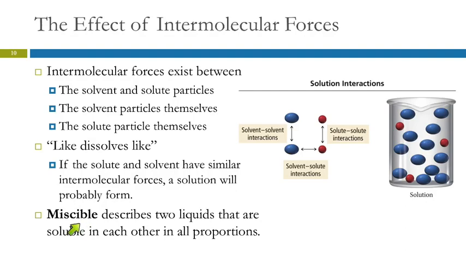And I think we used this word earlier, miscible. Miscible means that you have two liquids that are soluble in each other in all proportions. Meaning you could have a small amount of one or a small amount of the other, and they'll still mix freely. Not all liquids are miscible.